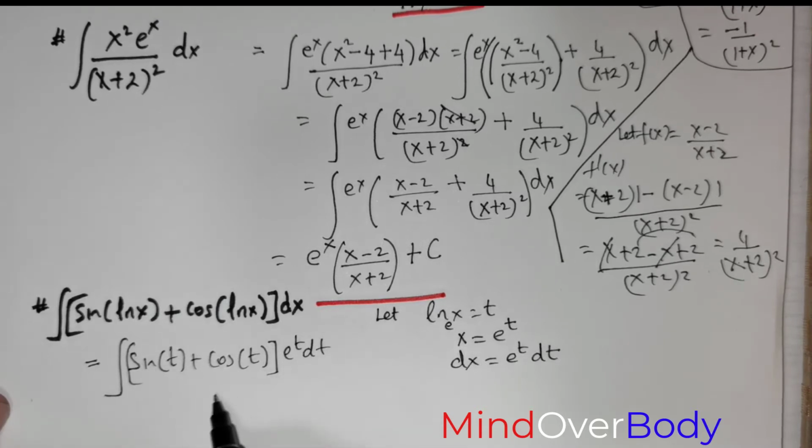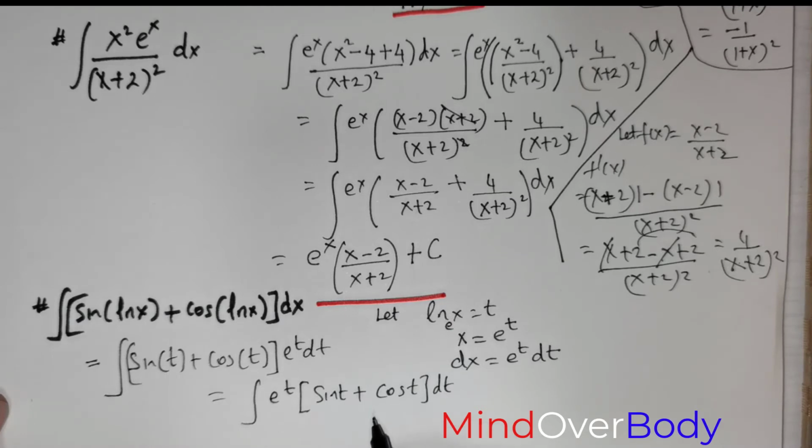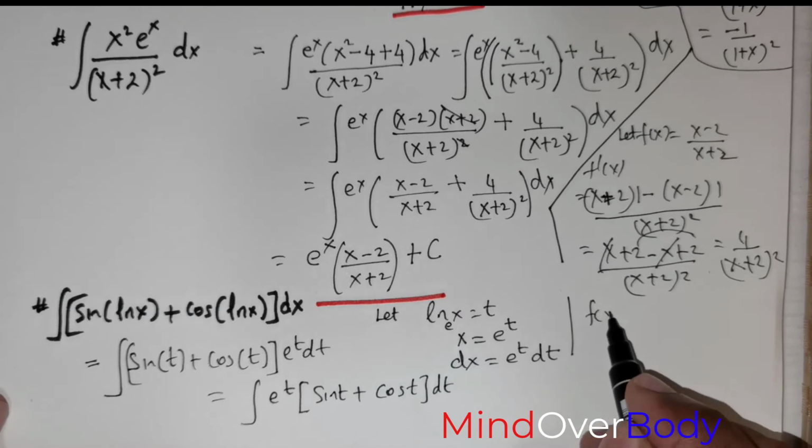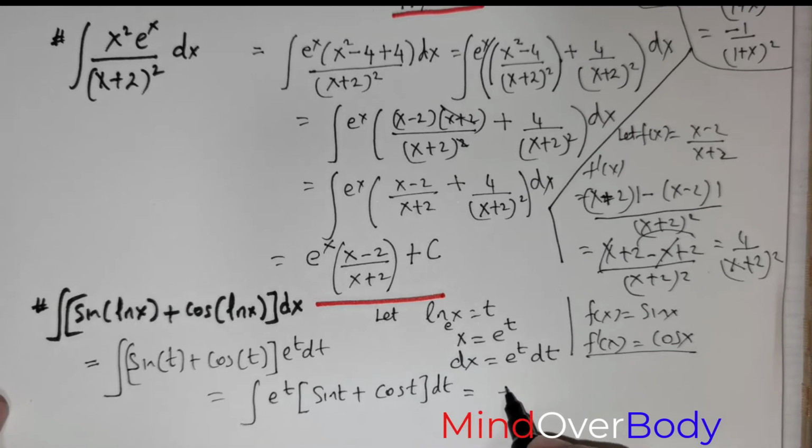So let me rewrite this in this fashion. So this is going to be integral e raised to the power of t times (sine t plus cos t) times dt. Now what is cos t? Cos t is nothing but the differentiation of sin t, isn't it? So if I were to take f of x is equal to sin x, and if I were to differentiate sin x, I would get cos x. So clearly this is going to be e raised to the power of t times sin t.